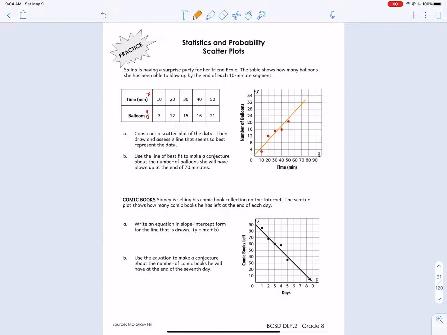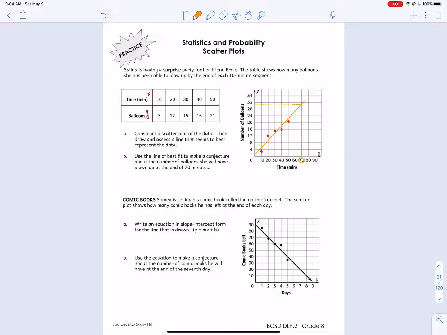And then B says to use that line to predict the number of balloons that they will have blown up at the end of 70 minutes. So time 70. Okay, so we follow that up until we get to the line that we drew. And then we go to the y-axis. Trying to be as careful as possible, it is somewhere between 28 and 32. Halfway would be exactly 30, but it's a little bit more than half, so I'm going to say 31.